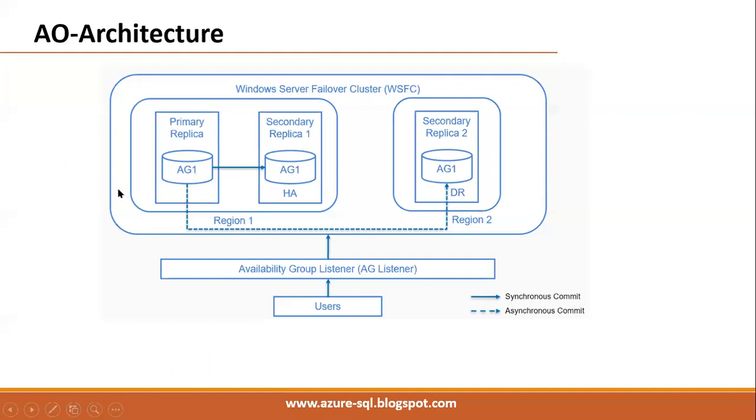Then in region two, remember the database is maintained here. We can maintain one more replica also in asynchronous commit mode. So within the region, we can maintain synchronous commit mode. That's how we can configure Always On here.